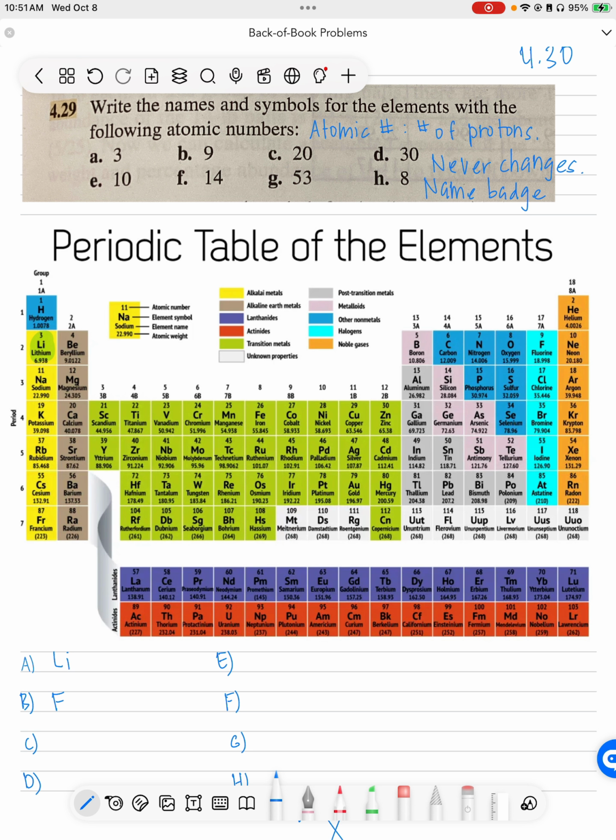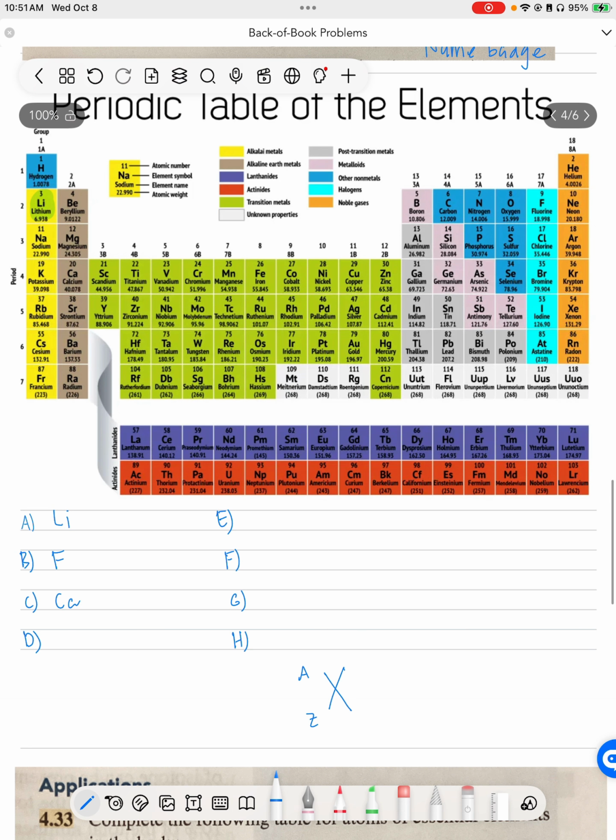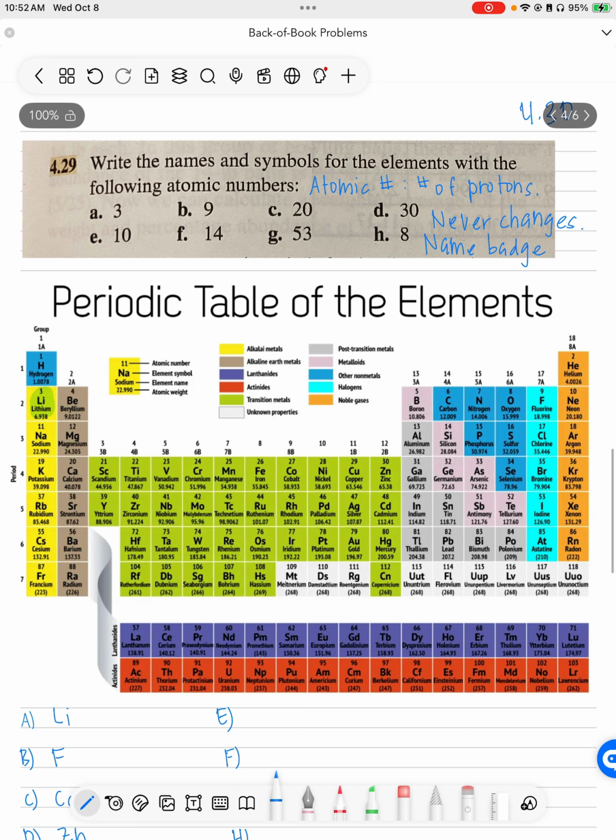C, we want to look at atomic number of 20, right here, which is calcium. And 30 would be zinc. And probably we don't even have to do all of these because that's pretty self-explanatory.